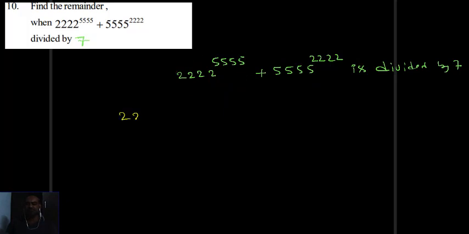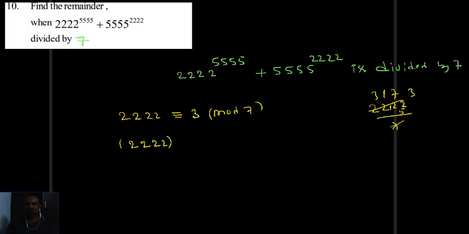2 is congruent to something modulo 7. Let's divide 2 with 7. 7 3s are 21, 1 remainder. 7 5s are 35? 7 7s are 49, 3 remain. What I can say, 3 congruent to 3 modulo 7. So 2 power 5 is congruent to 3 power 5 modulo 7.